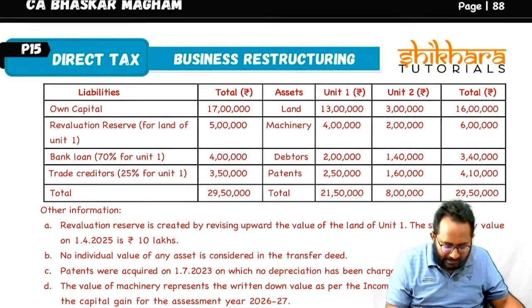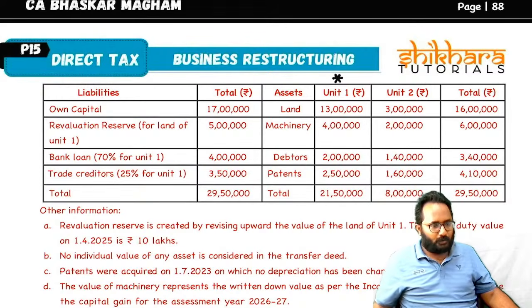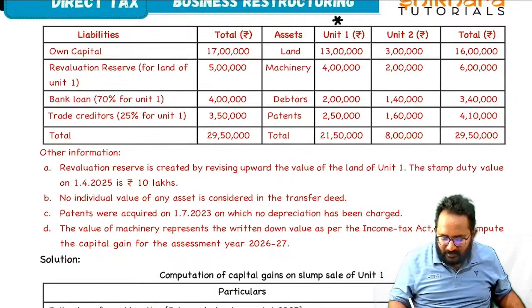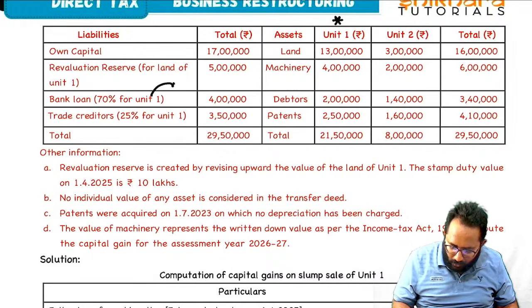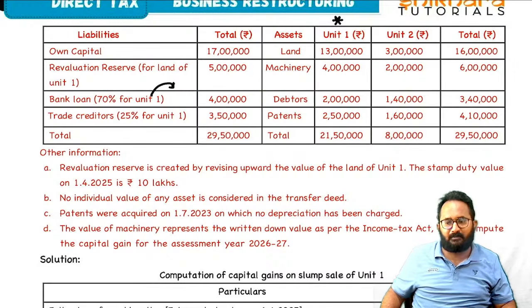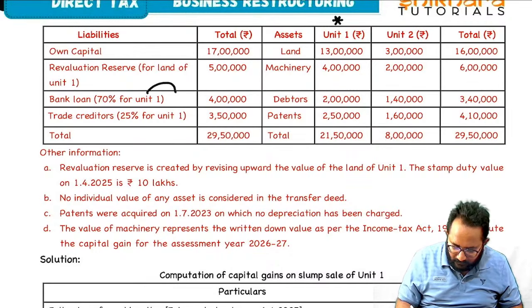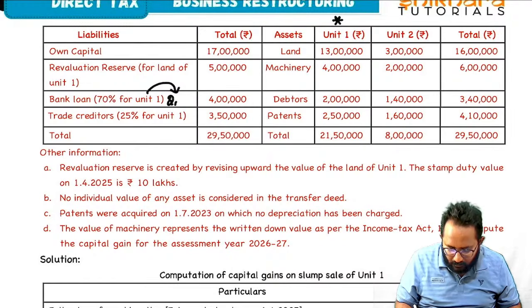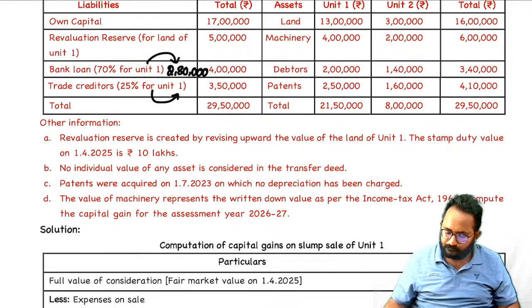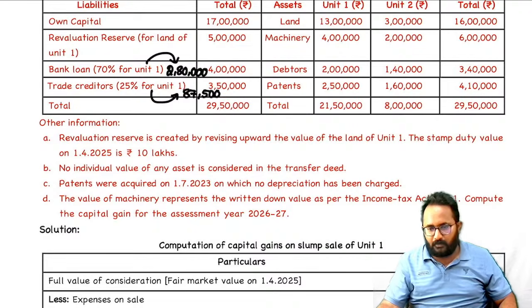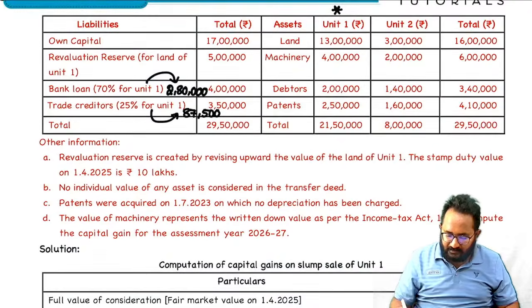Now, which unit did I transfer? Unit 1. So I have to target the unit 1 assets and unit 1 liabilities. Ma, what are the liabilities related to unit 1? Please calculate. Bank loan for unit 1, 70% means how much? Online students also can do the computations. 80,000. Can you tell me what the trade creditors are? 87,500. Visible?